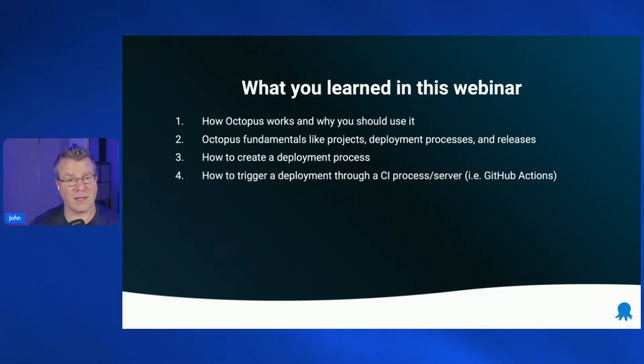We talked about Octopus fundamentals, namely things like projects, deployment processes, releases, etc. I showed you how to do a deployment process as well as extend it. And then I showed you very briefly how to integrate this with a CI process like GitHub Actions. Again, this is just scratching the surface.